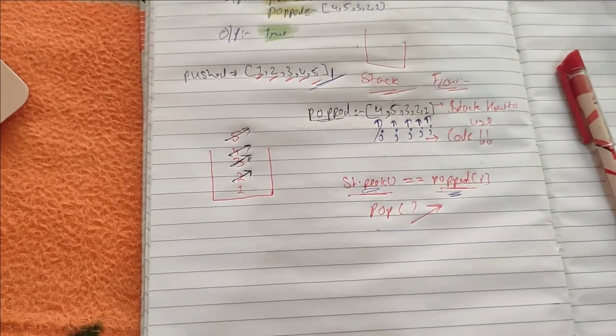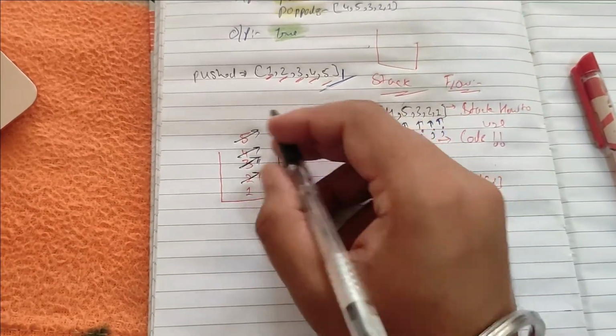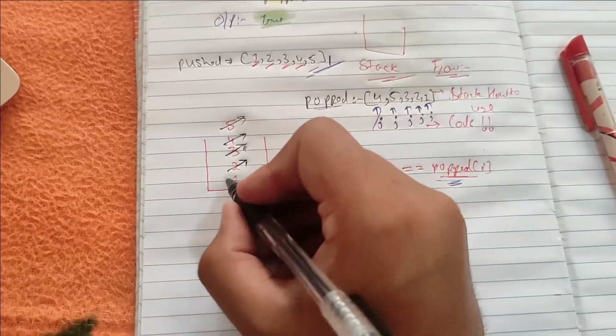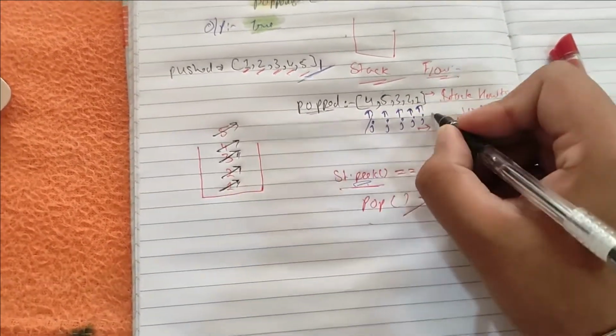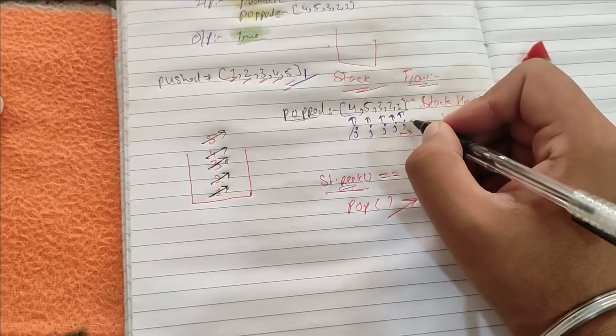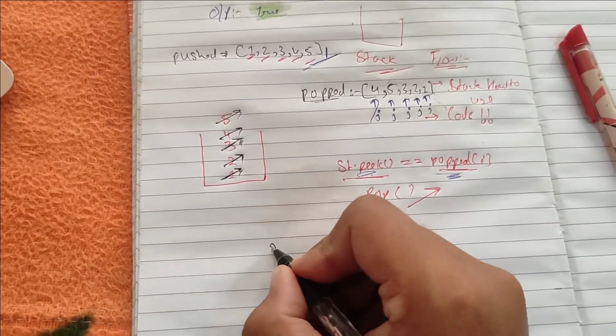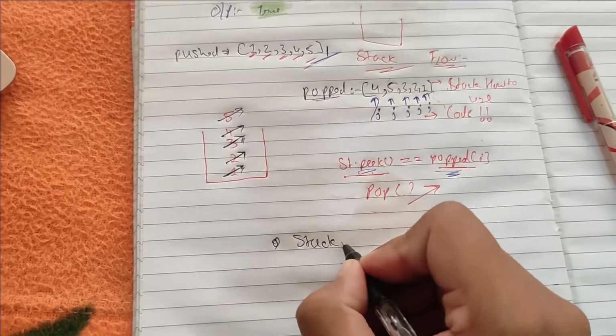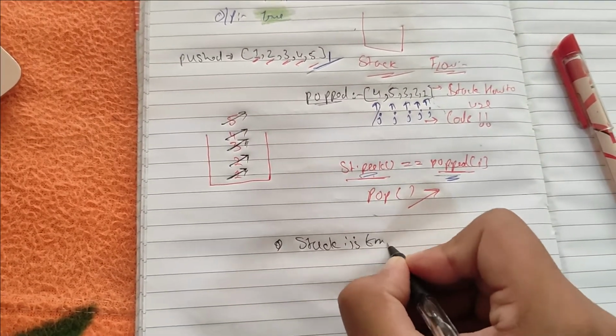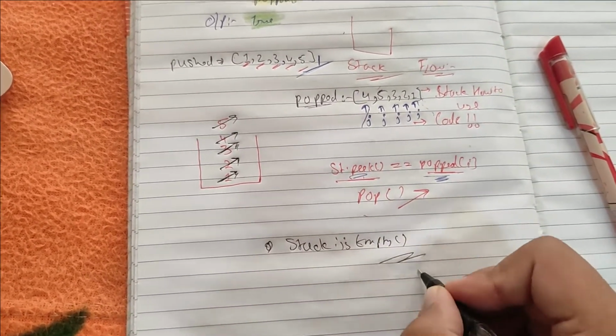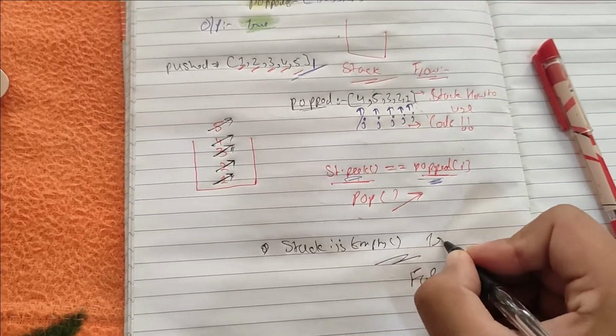Now I will again check, is my stack peek equal to my pop? It will say yes, they are equal. Then I will again pop it out. Once my j reaches the end of the array, in the end I will check, is my stack empty? If my stack becomes empty, then I will return true. Otherwise, it will return false.